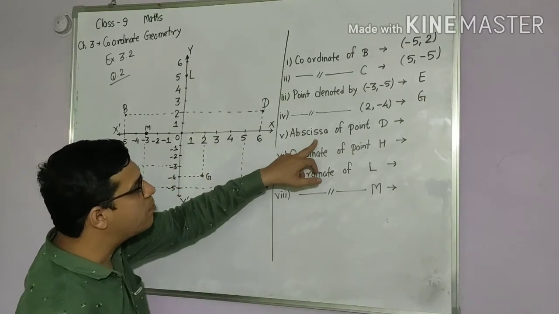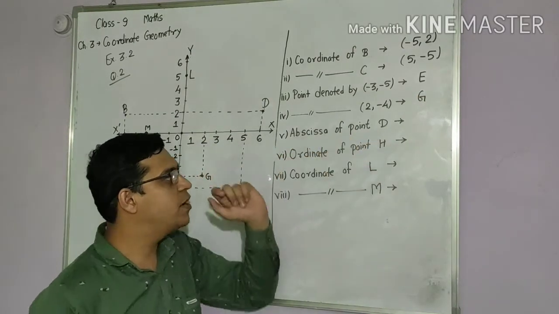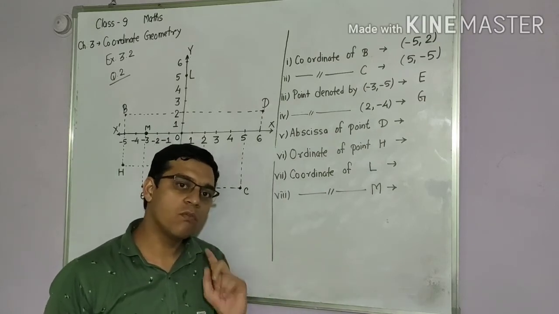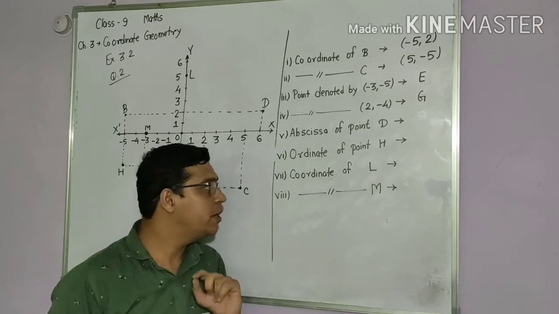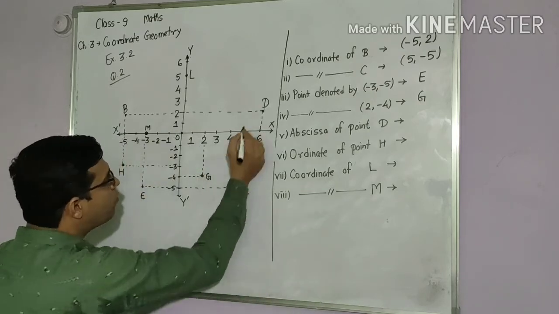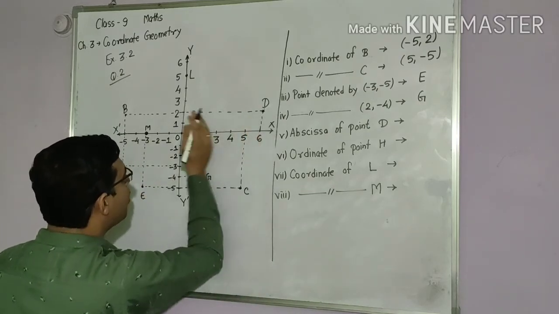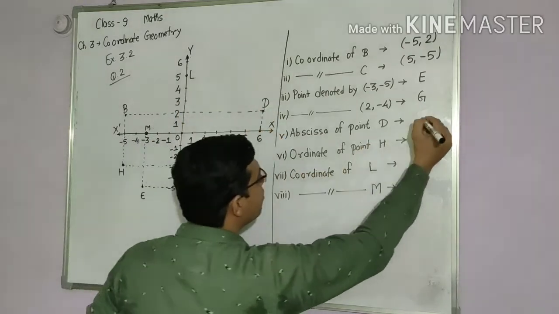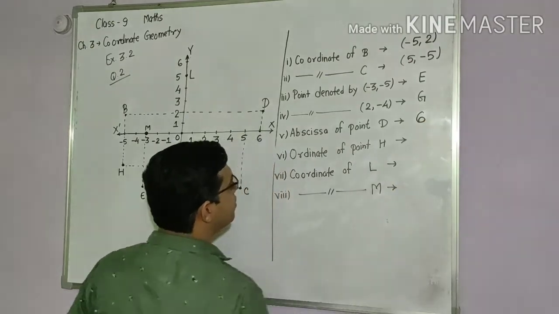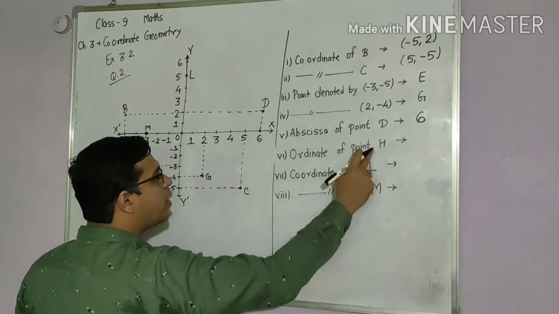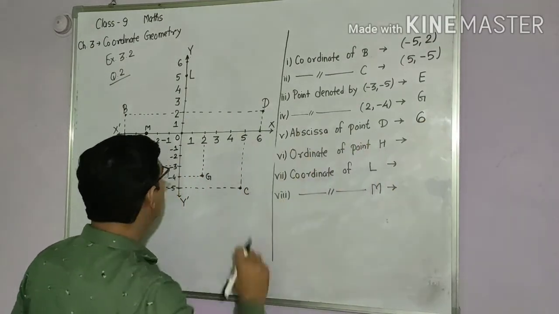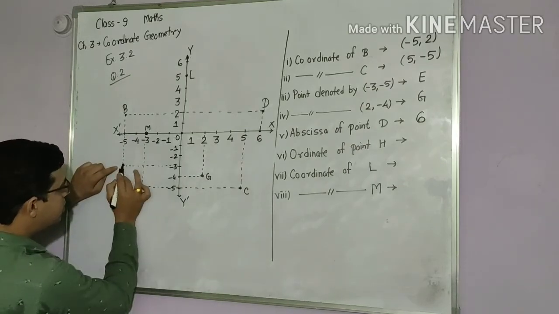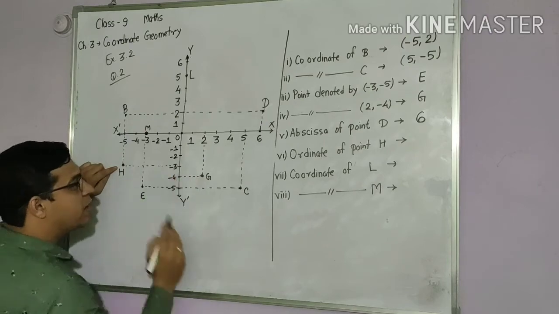Next is the abscissa of point D. As we have discussed, x coordinate is called abscissa and y coordinate is called ordinate. So the x coordinate of point D is 6, so its abscissa will be 6. And the ordinate of point H means the y coordinate of point H. So this is H. Its y coordinate is minus 3.